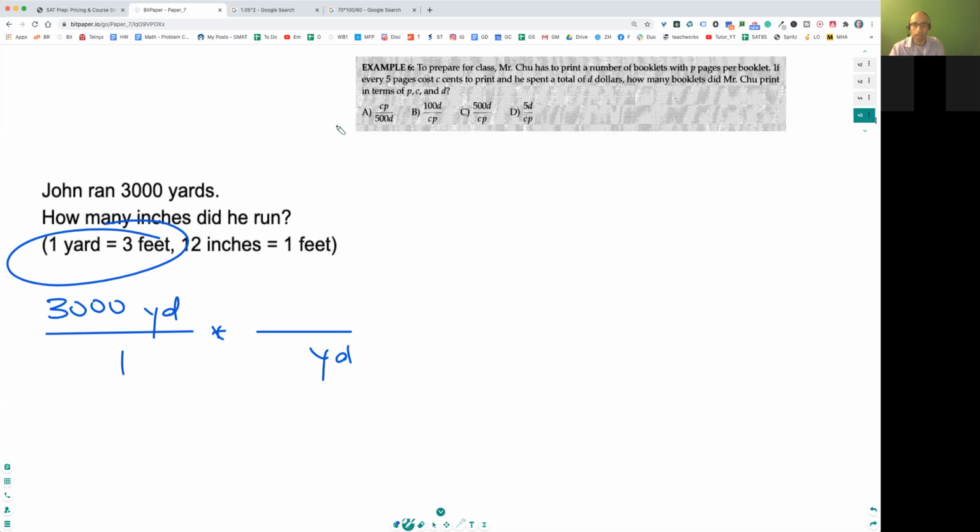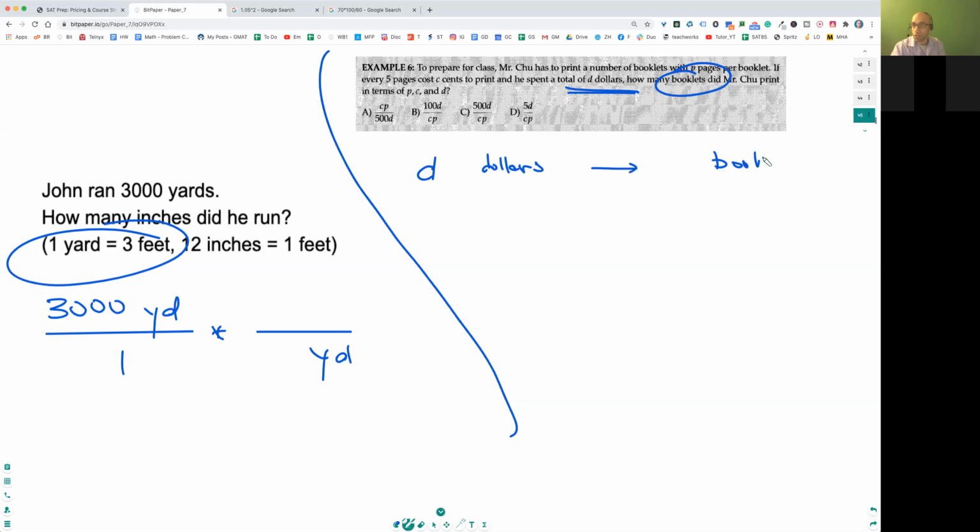Meanwhile, I'll look at this problem here. Well done. So we're looking at this problem here, guys. What's going on here? He wants, right over here, to spend a total of $D for booklets, right? So that's why I was saying $D goes to booklets. You want to convert this unit to booklets. So how do you do it? Let's write down the equations first. Okay, let's write them down real quick.